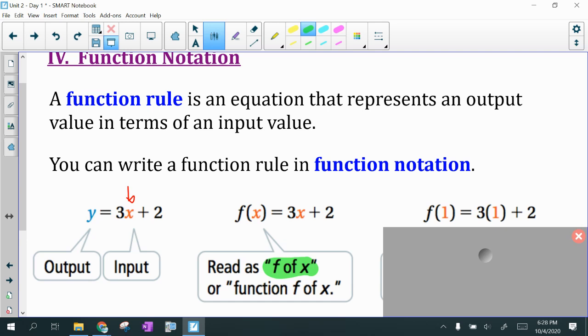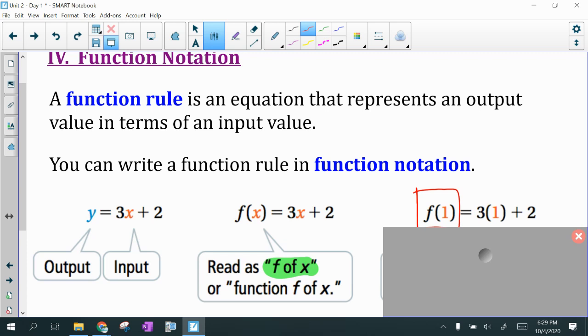Now, these two expressions mean the exact same thing. f of x means the same thing as y, so you don't need to worry about changing its value. However, you do need to understand that these two things are identical. And what can happen in this situation is you'll be given something that looks like this, and you're going to be asked to evaluate the function.